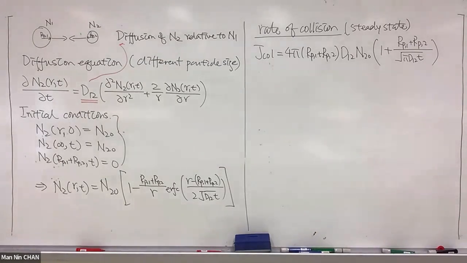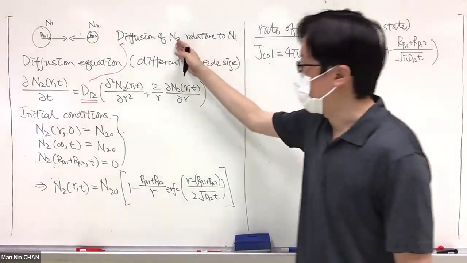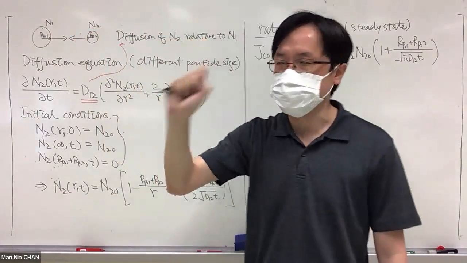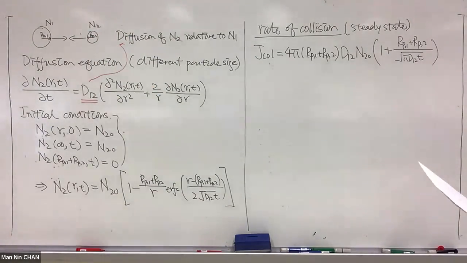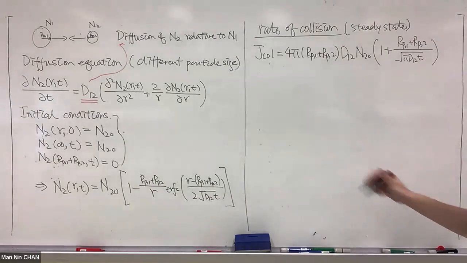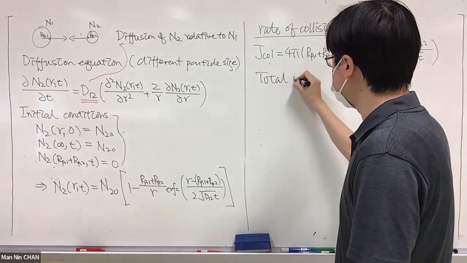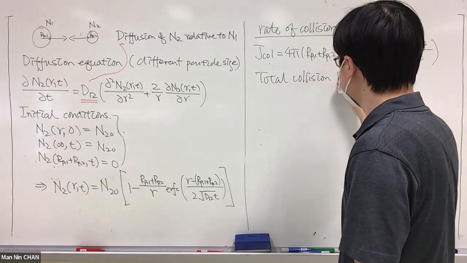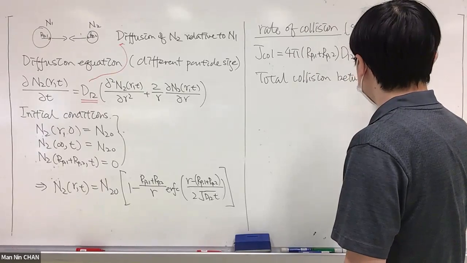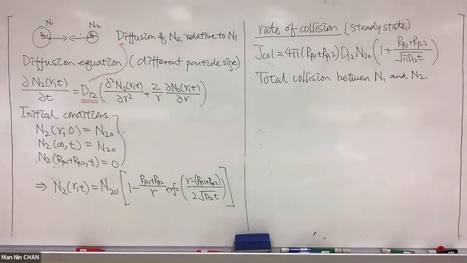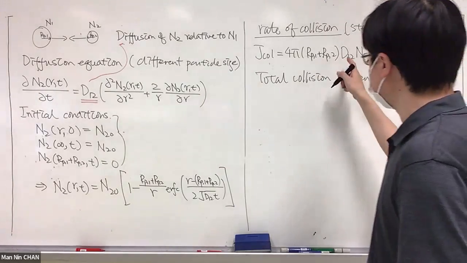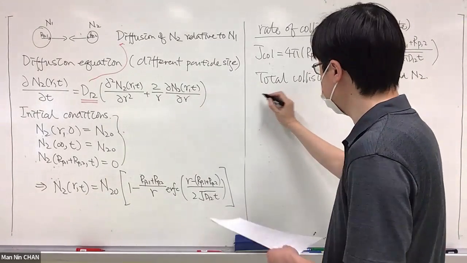But remember, when we derive this, we just assume the number of collisions of the N2 with one fixed N1, just one particle. If you really want to look at the total collision rate, nothing fancy here, the total collision between N1 and N2, these two types of particles, we just times another N1 naught.